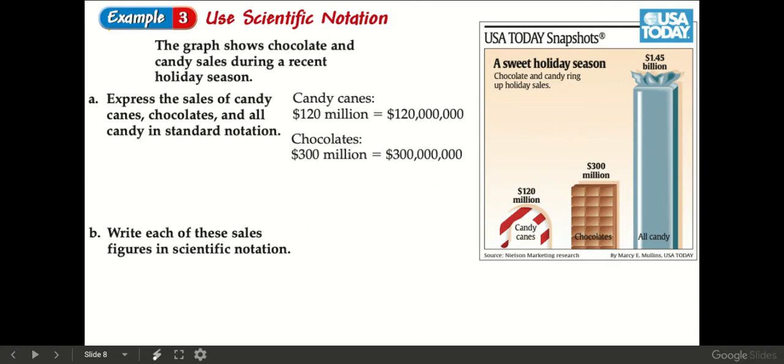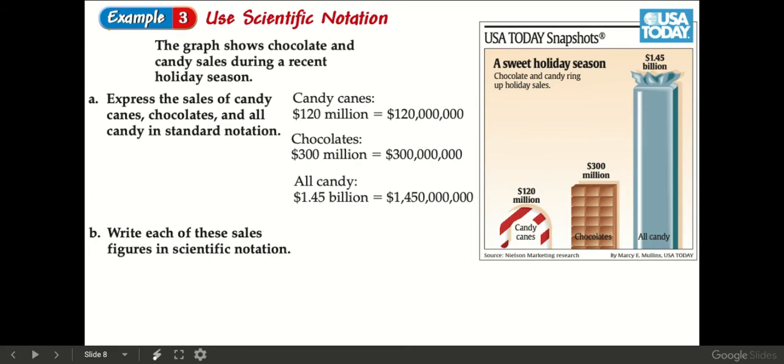And 1.45 billion. Now, if million is 10 to the sixth power because it's got 6 zeros, billion is 1 with 9 zeros. So it's going to be 10 to the ninth power. So this is going to move the decimal 9 places to the right. So again, if I have 1.45, I'm going to move it 9 places to the right, which would create this value right here, $1,450,000,000. That's a lot of money.